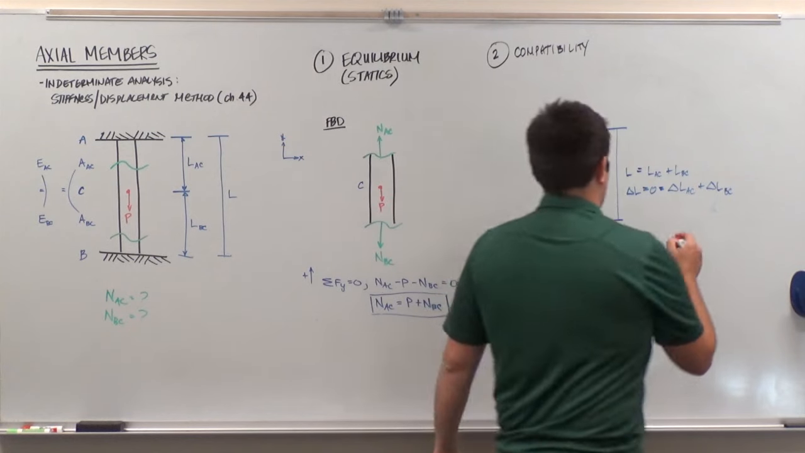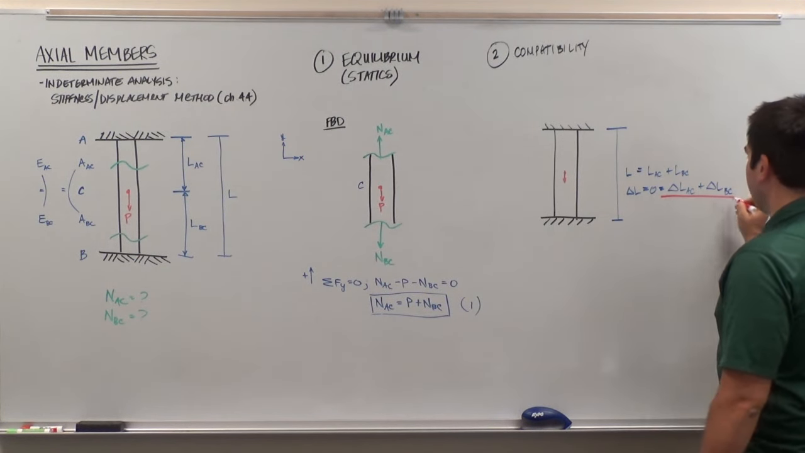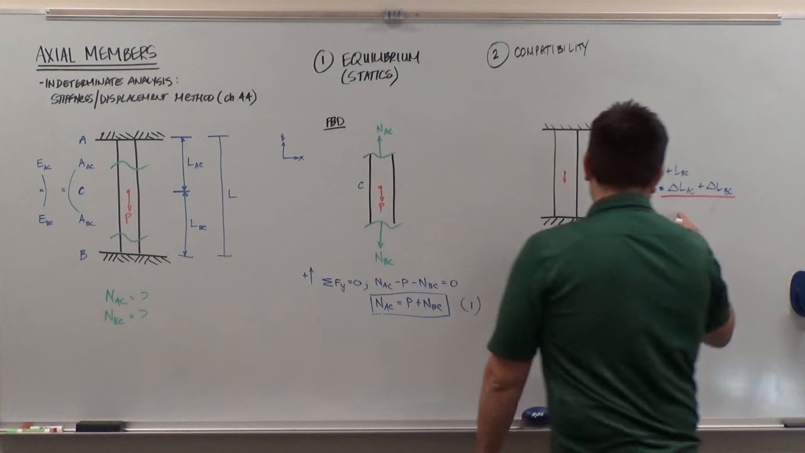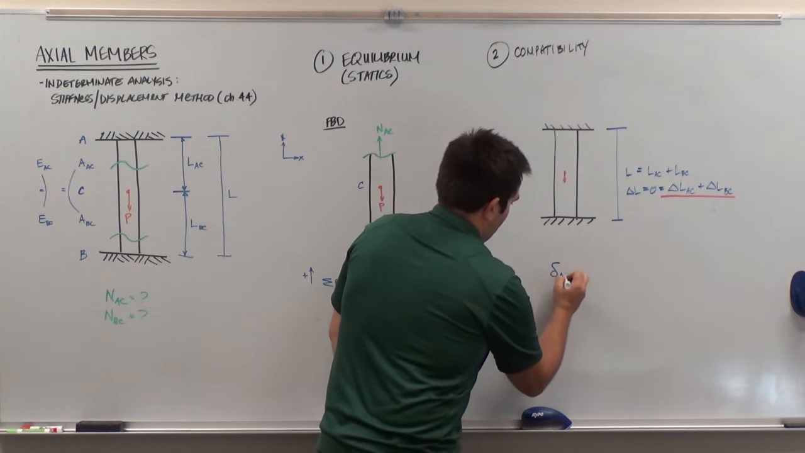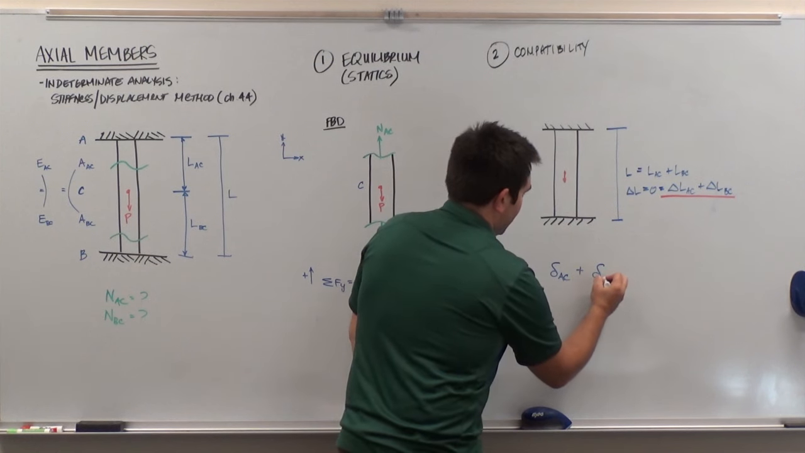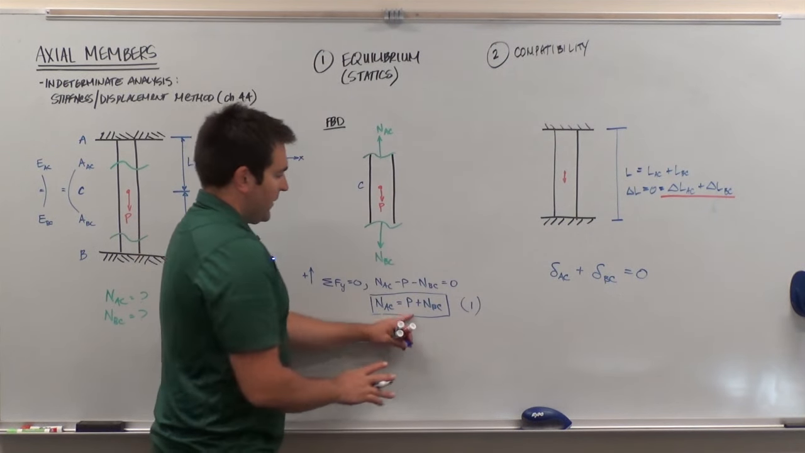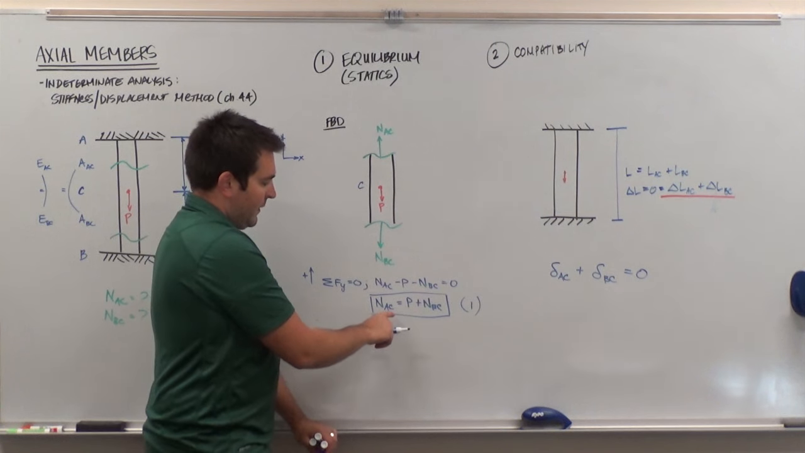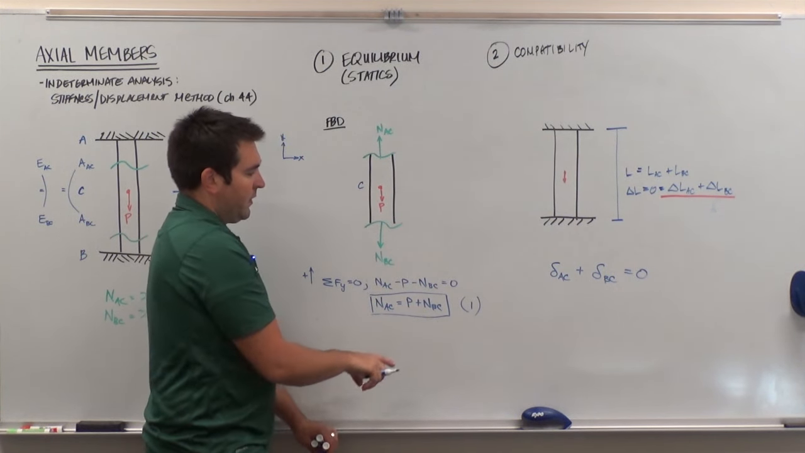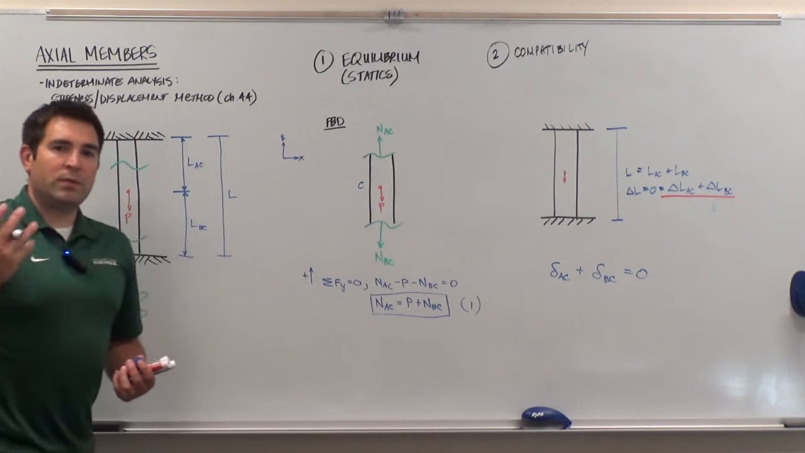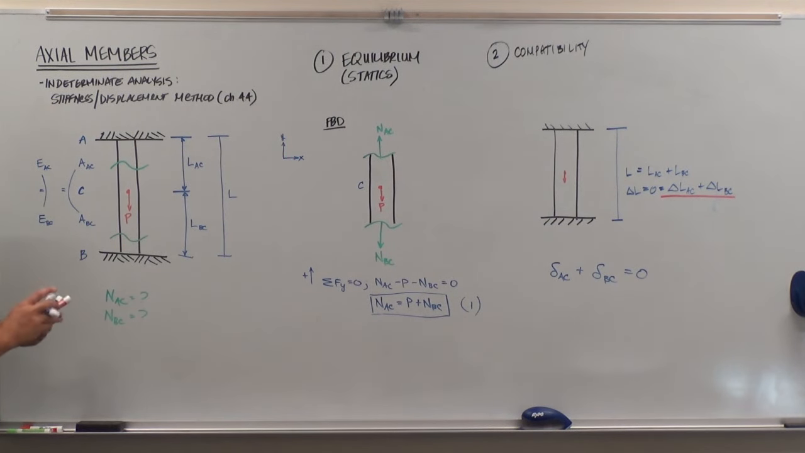And so this equation right here is kind of the start of our compatibility equation. In other words, it says that delta AC plus delta BC equals 0. But that's not exactly what we need. We need another equation that has the normal force in AC and the normal force in BC as the only two unknowns. But here, this is the change in length. These aren't forces. But I can use what we know about the deflection of an elastic axial member to turn those into equations that have NAC and NBC in it.